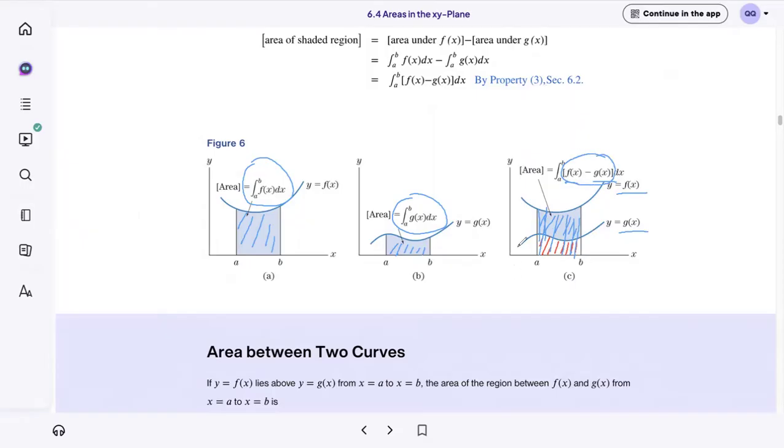If the top is a curve, bottom is a curve. And here, the first two we have to form with the x-axis. Let's see an example.